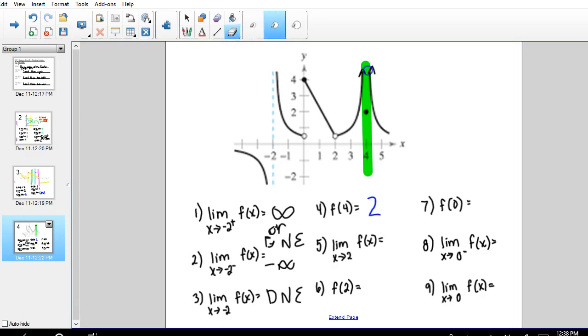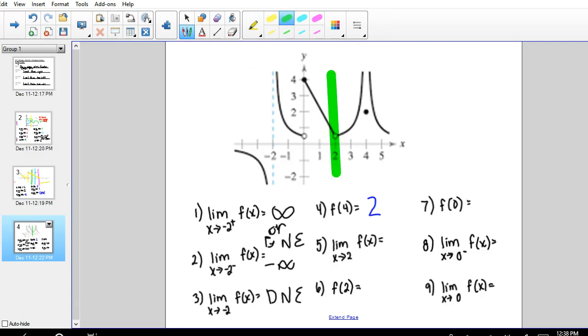The next problem is asking for the limit as x approaches 2. So we are looking here, and this does not have a plus or minus, so it means from both sides. So from the right, what y value do we approach? Looks like 0.5, we'll estimate here. What about from the left? The same point, because they touch there. So for this, we would say that 0.5 is our limit.